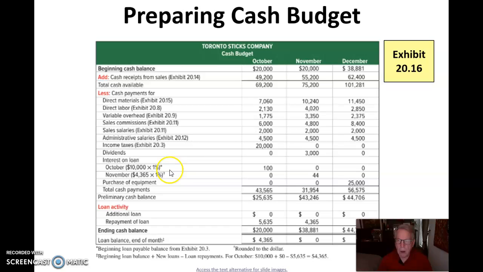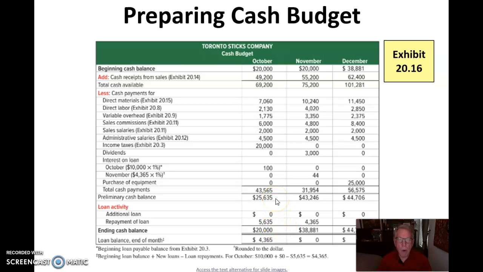Now, the interest on the loan, we had $10,000 outstanding as our loan balance. So we take 1% of that, that's about 12%, and that's going to give us interest of $100. Now, we'll add that to the cash out, and our total cash payments are $43,565. So our preliminary cash balance is $25,635.